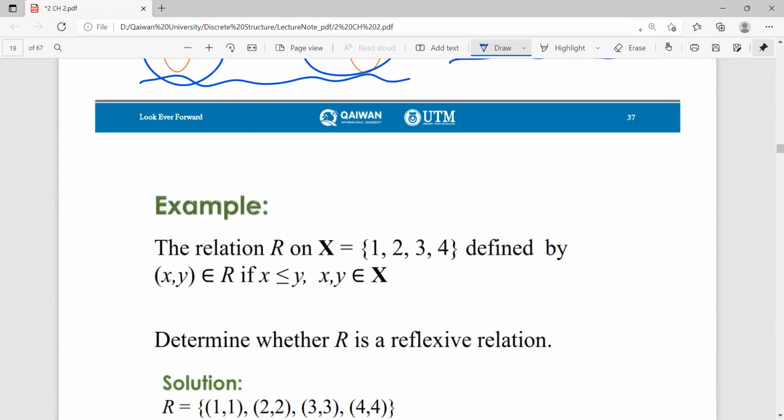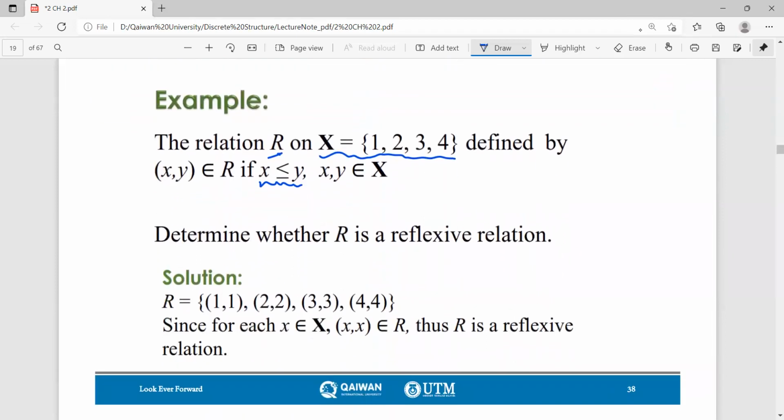Now we have an example. In the example we have the relation R on the set X. Set X is {1, 2, 3, 4}. R is defined by x is less than or equal to y. We say every number is less than or equal to itself. Here we have 1, 2, 3, and 4. We say 1 is less than or equal to 1, 2 is less than or equal to 2, and so on for 3 and 4.